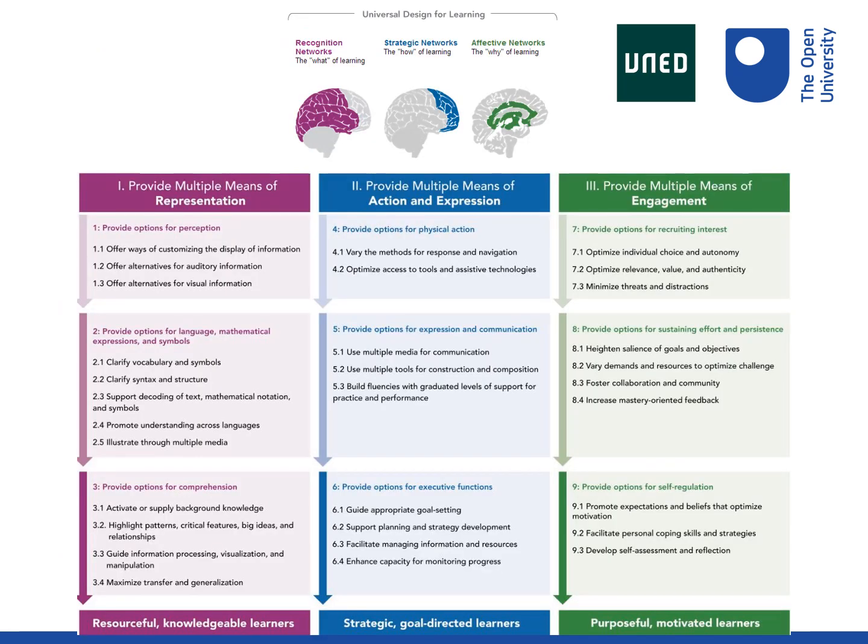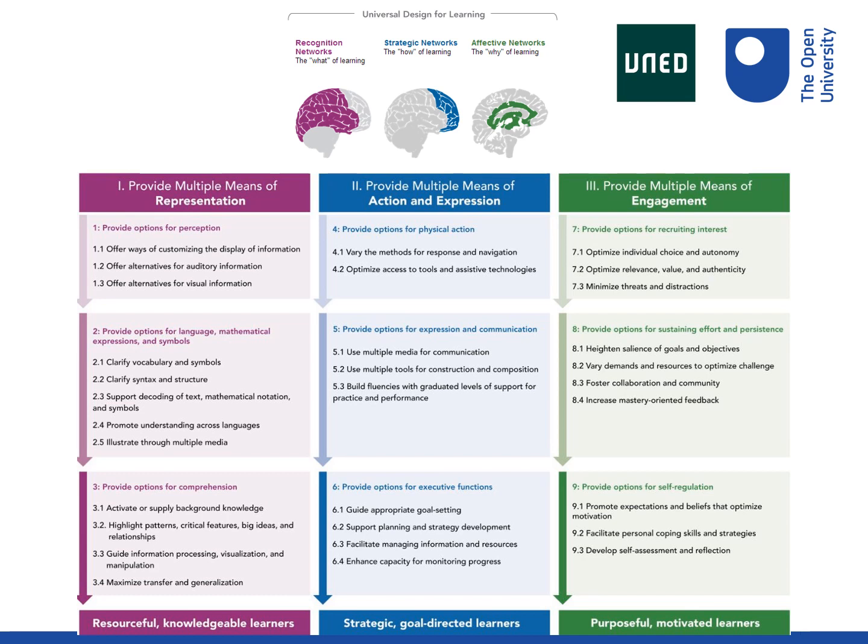When thinking about UDL, and I'm going to go over it quite quick because I think we probably are familiar with it, UDL has three main areas: the recognition network, strategic networks, and affective networks. Sorry, 3 principles and 9 guidelines and 31 checkpoints or checklist.